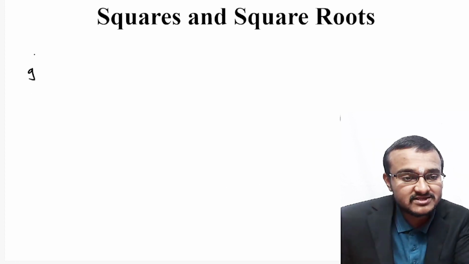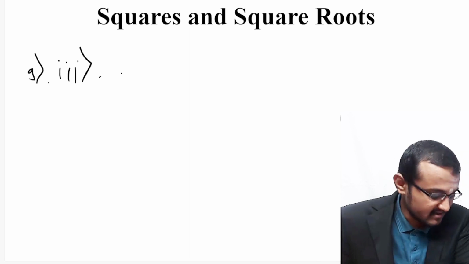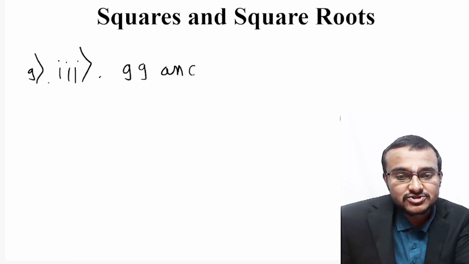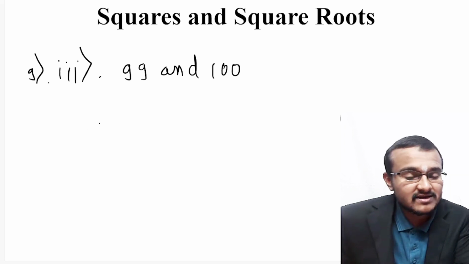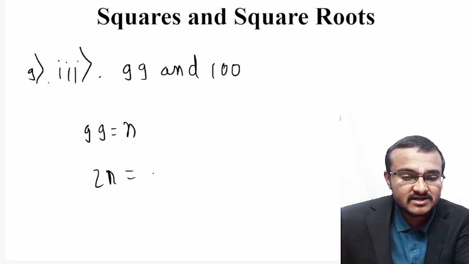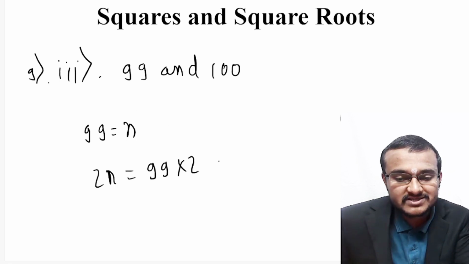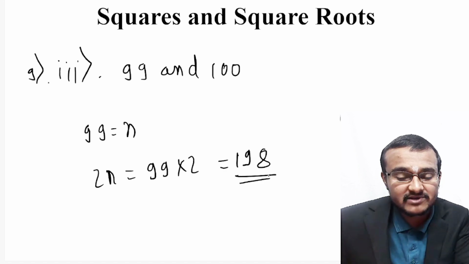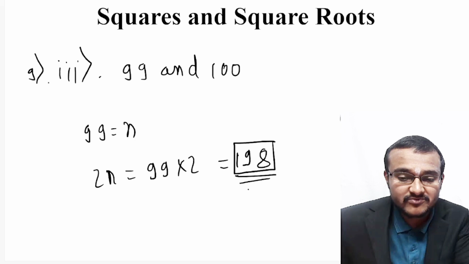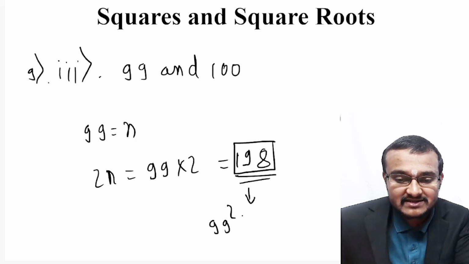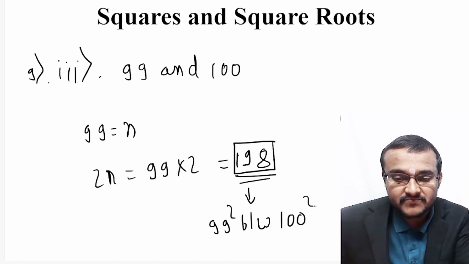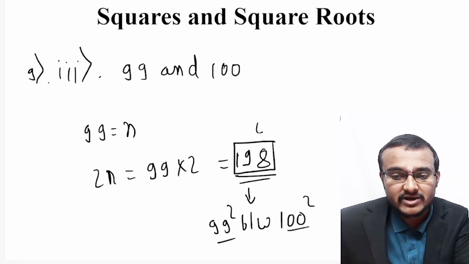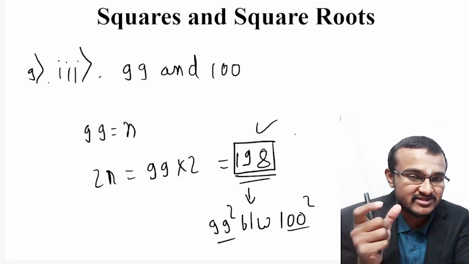Coming to the third question in this ninth question, they have given 99 and 100. Here you can clearly see 99 is smaller compared to these two numbers, so 99 is equal to n. If you take 2n of this, it will be 99 into 2. So what is 99 into 2? 9 2s are 18, 1 carry, 9 2s are 18, 18 plus 1 is 19. So 198 will be the answer. So 198 numbers will be there in between 99 square and 100 square. If you take 99 square and 100 square, there will be 198 numbers present in between those two perfect square numbers.